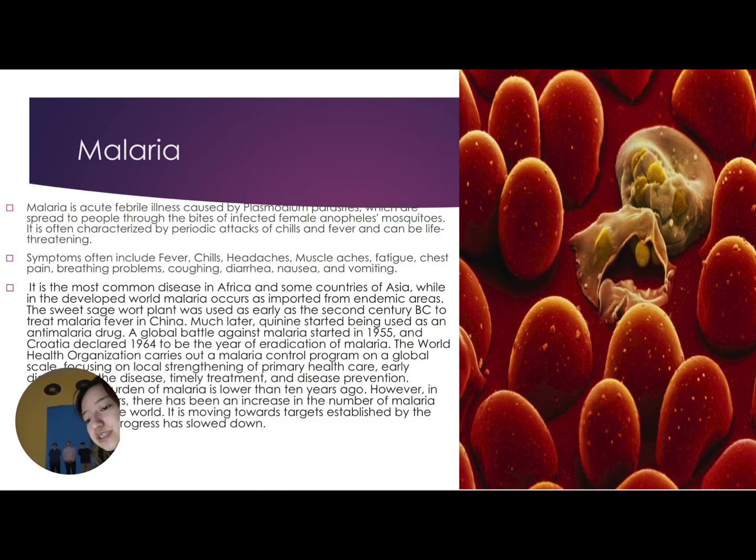The World Health Organization comes out with a malaria control program on a global scale, focusing on the local strengthening of primary health care, early diagnosis of the disease, timely treatment, and disease prevention. Globally, the burden of malaria is lower than 10 years ago. However, in the last few years, there's been an increase in the number of malaria cases. It is moving towards targets established by the WHO, which is the World Health Organization, but that progress has slowed down.